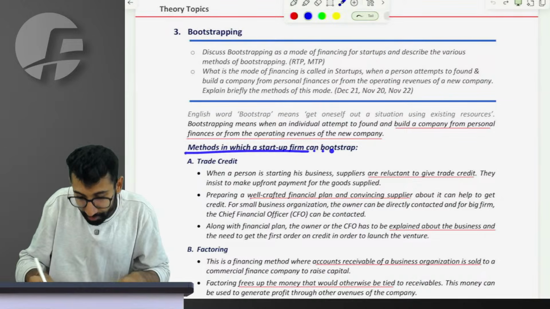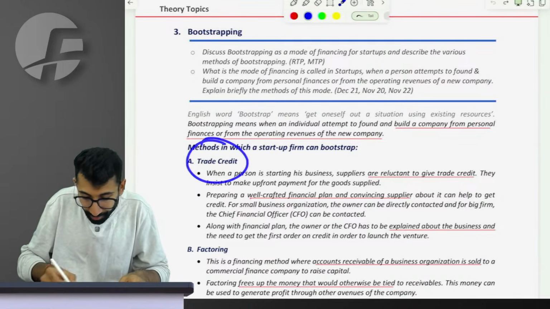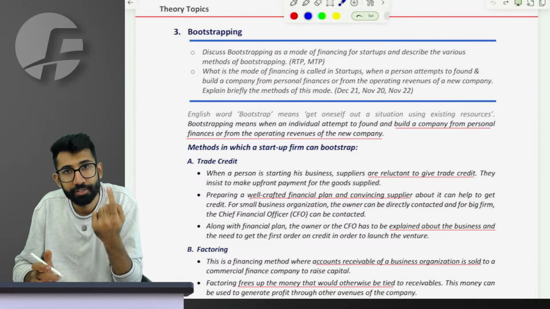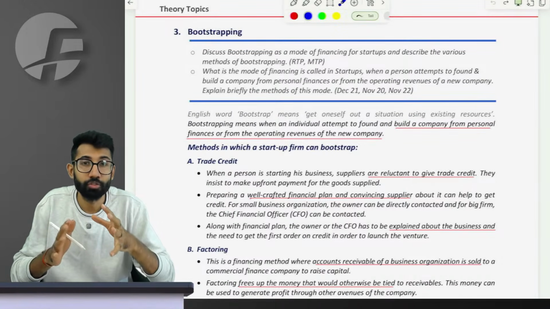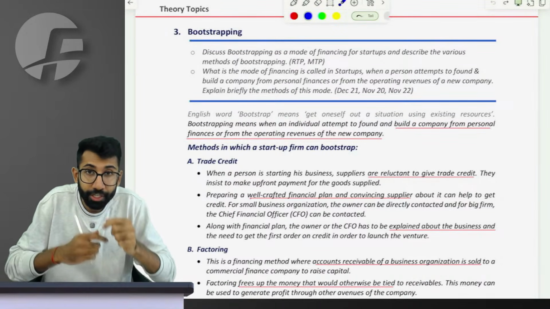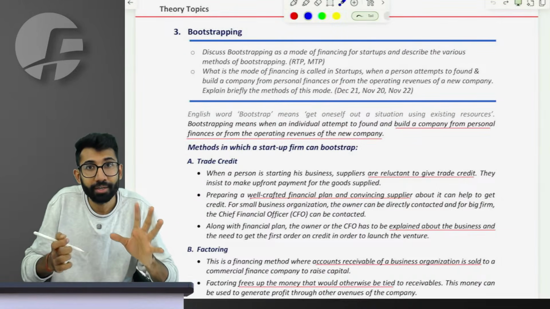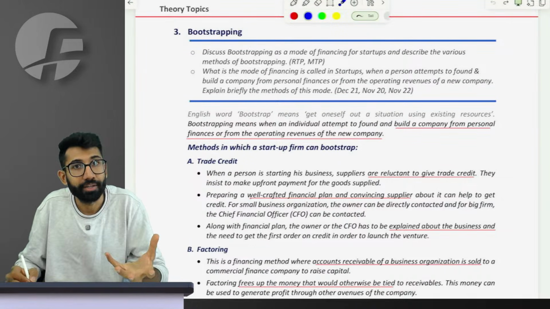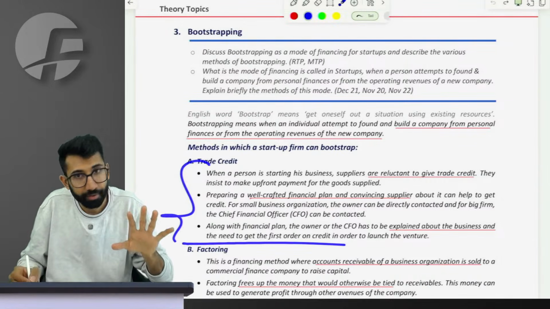The method in which a startup can bootstrap, the first thing, is trade credit. You buy goods and services on credit. That is the first way, because it is a source of finance where you don't have to dilute equity, and you don't have to raise money from equity and debt. You know the meaning of trade credit. You don't have to define what trade credit is, right?